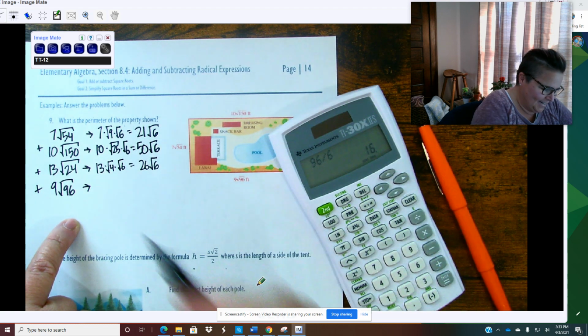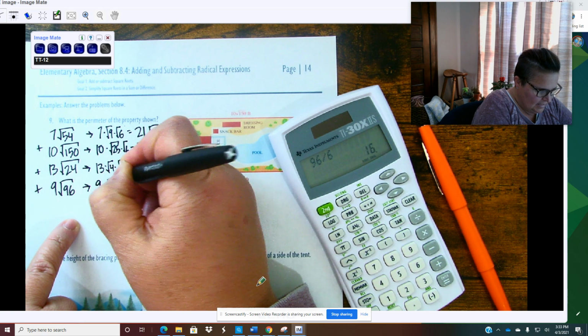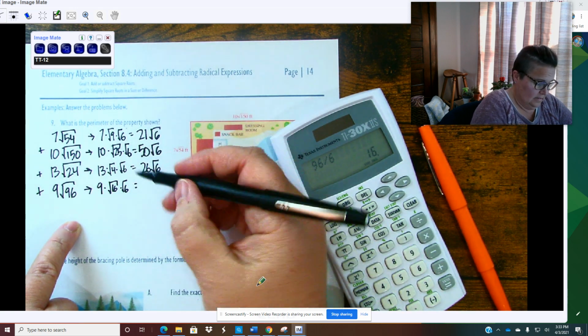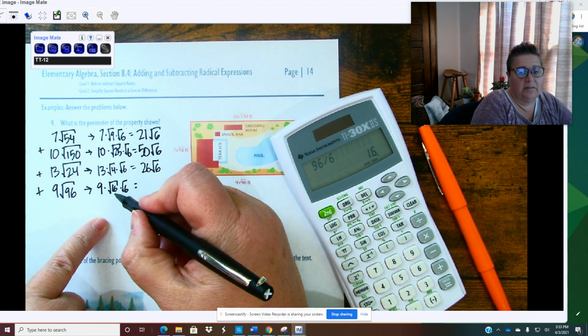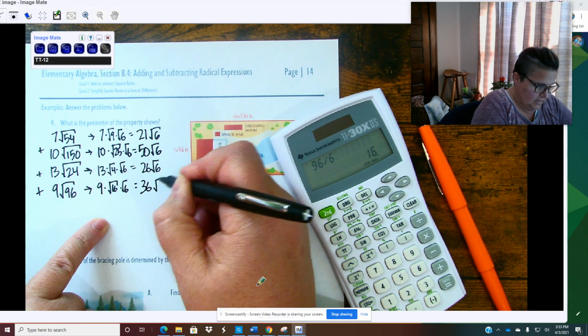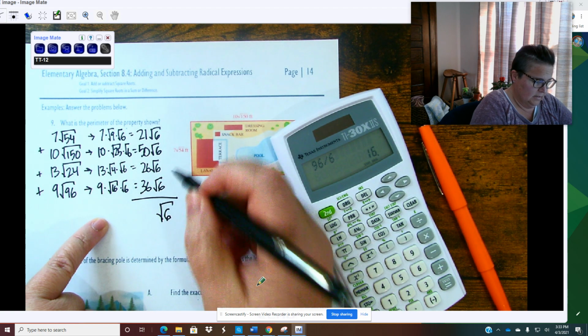I did 96 by 6, which is 16. So this would be 9 times 16 times the square root of 6. And that's going to be square root of 16 is 4 times 9 is 36 square root of 6. All of these will be square roots of 6.